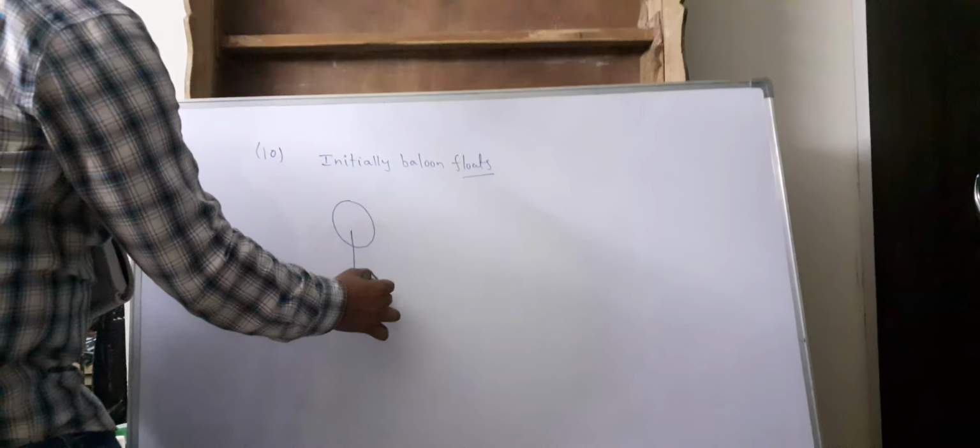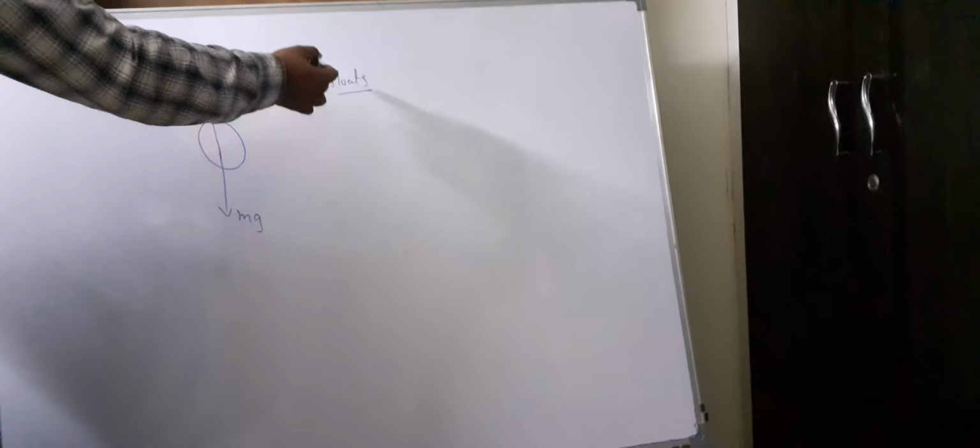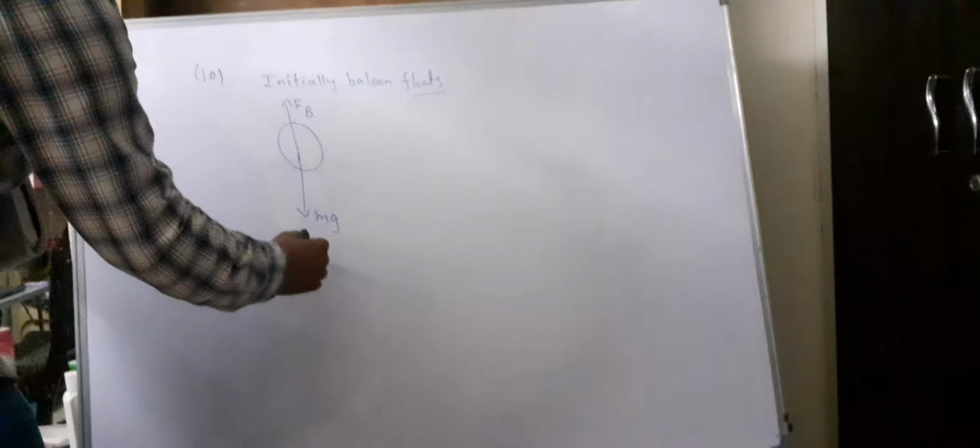Initially, the balloon floats. Here, weight always acts vertically downwards. Because of air, the force of buoyancy acts upward. In this situation, float means downward force equals upward force. Simply, FB equals mg.